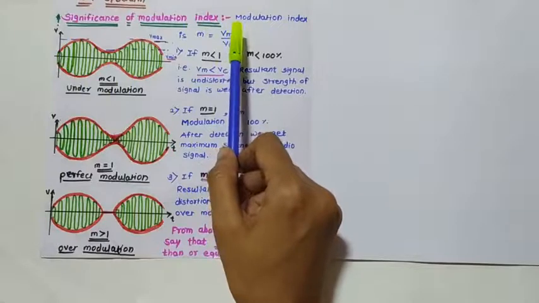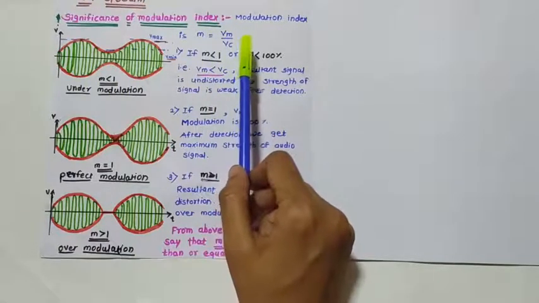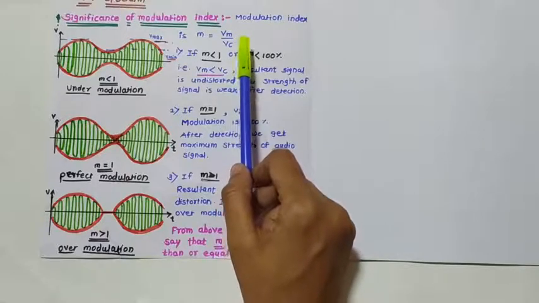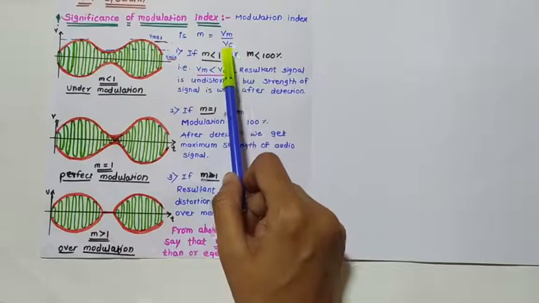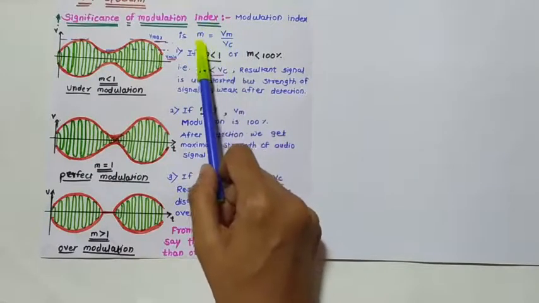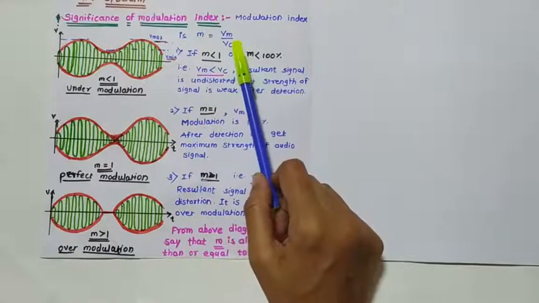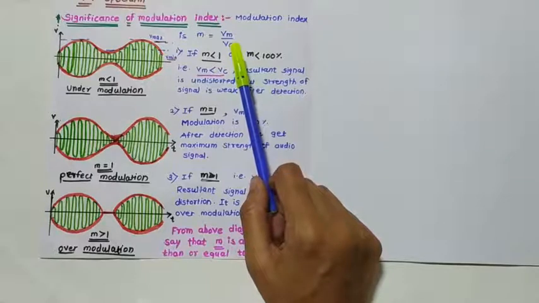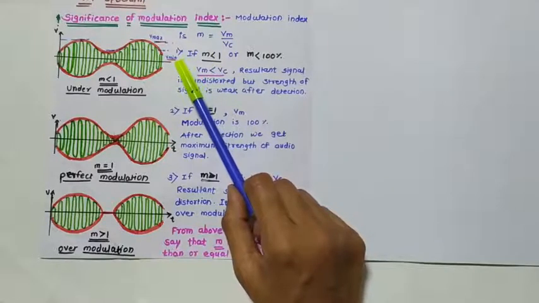Now let us see the significance of the modulation index. All of you know that the modulation index is nothing but the ratio of the peak amplitude of the modulating signal to the peak amplitude of the carrier signal. Okay students, and it is represented in equation form like this: m = Vm / Vc. So the information is present in the variation of carrier amplitude. The modulation index determines the strength and quality of the transmitted signal.